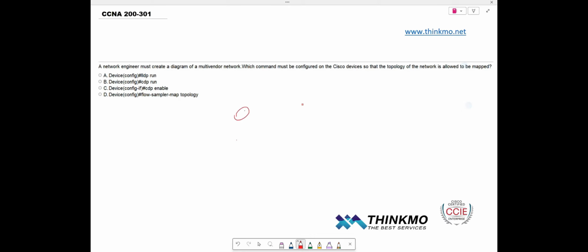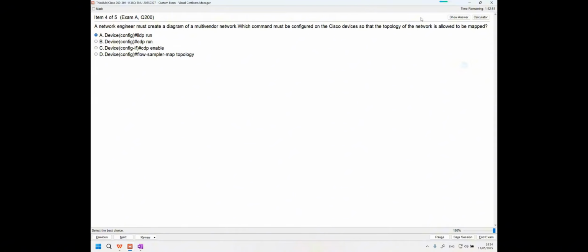For this device to discover other devices, since it's a multi-vendor environment, some devices might be Cisco, while others might be from different vendors. In this case, we can't use proprietary protocols, right? The private protocol CDP is excluded, and so B and C are excluded. And the command below has nothing to do with discovering neighbors, so the correct answer is A. You should use the LLDP protocol and enable it globally. Choose A.